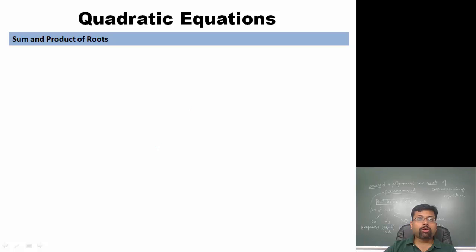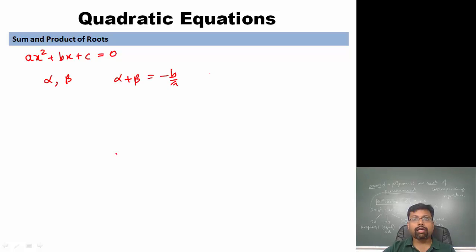Now, another important topic that's not stated in the NCERT syllabus, but we need to know about, is sum and product of roots. We studied this in the chapter on polynomials when we took up the sum and product of zeros. Similar is the case here. So you have a quadratic equation ax square plus bx plus c equal to 0, whose roots are alpha and beta. Then alpha plus beta is going to be minus b by a, and alpha into beta is going to be c by a. How did we come to this?